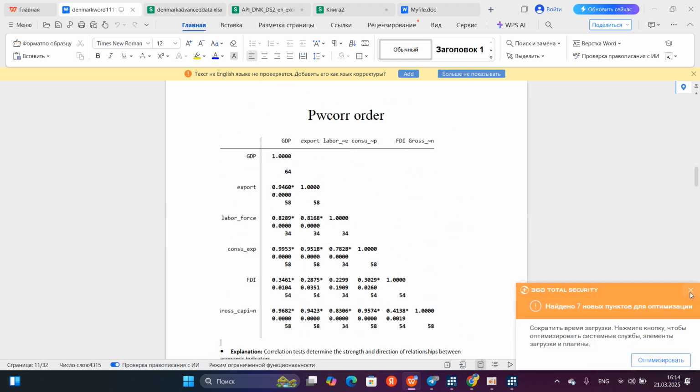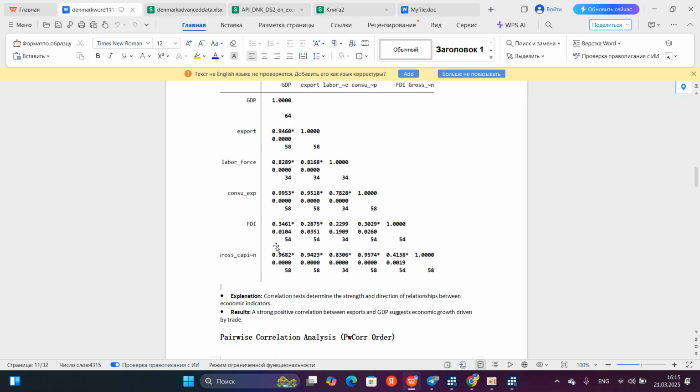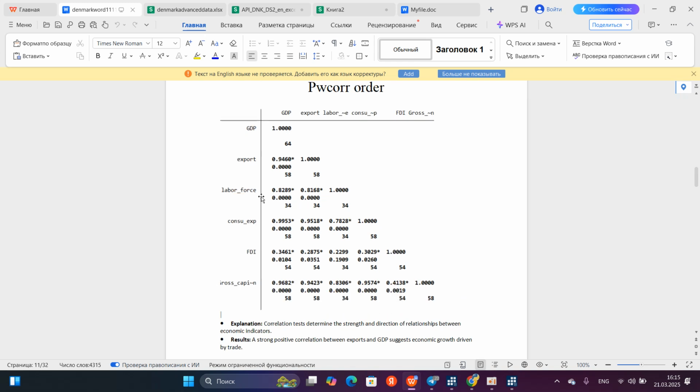What do these indicators actually show us? Export and GDP. The first row helps us see how much they are correlated. Let's read it as a percentage. 94.6% they are correlated, and why is there a 1 point? Actually, export is correlated with itself at 100%, and 58 is the overall number of observations, and you can read the others the same way, like labor force and GDP, where there is an 82% correlation and the observations are 34.